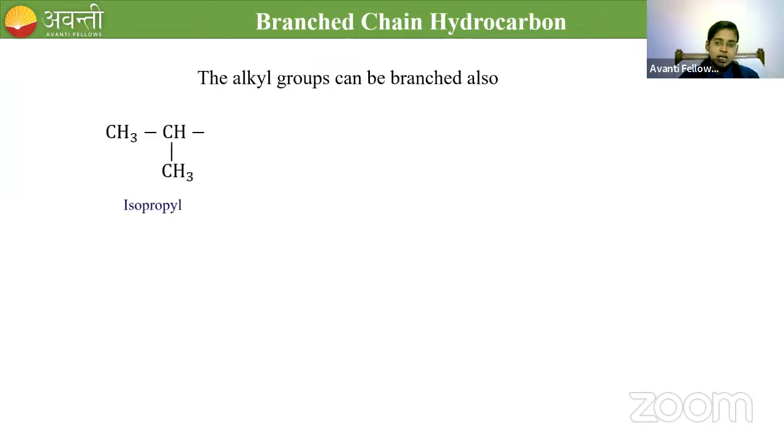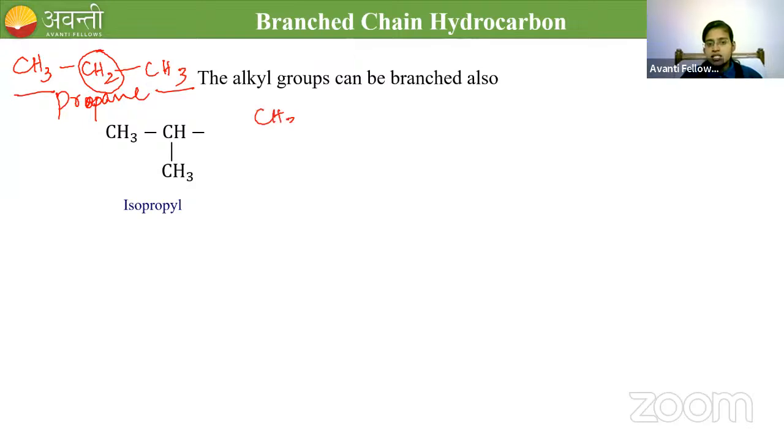Take a 3 carbon system: CH3, CH2, CH3. This is propane. Propane has 2 different types of hydrogen, terminal hydrogen and internal hydrogen. If I remove the terminal hydrogen, what will I get? CH3, CH2, CH2 with a bond. This is one type of alkyl group and it is called n-propyl.